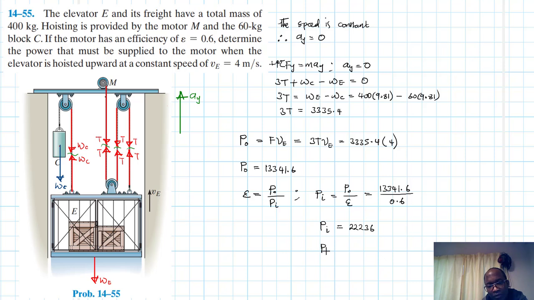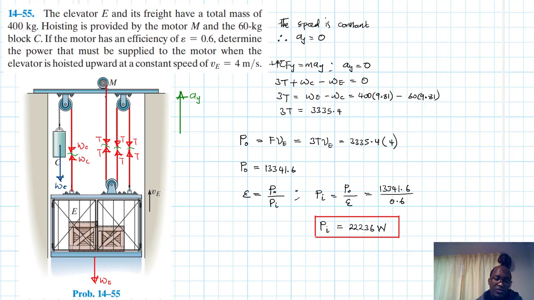watts. We can leave it like this, or you can write it as 22.24 kilowatts. So this therefore is the final solution for our problem, and this is one of the ways you can solve this particular problem, and not the only way. You can use other methods.